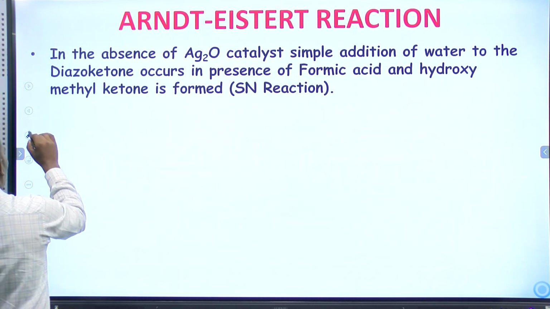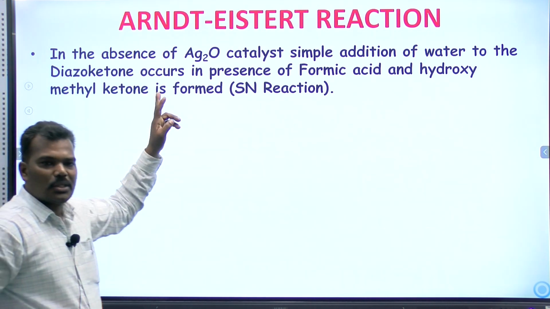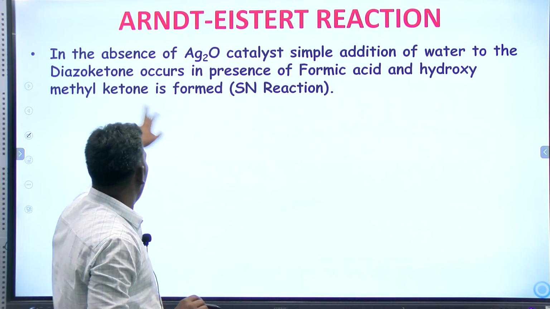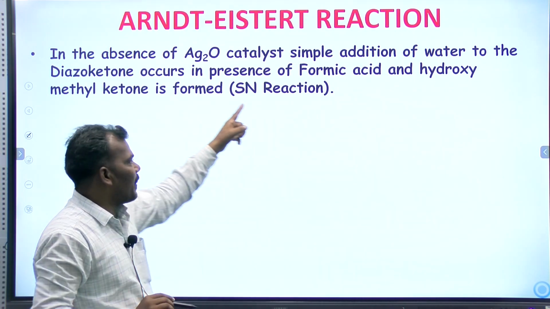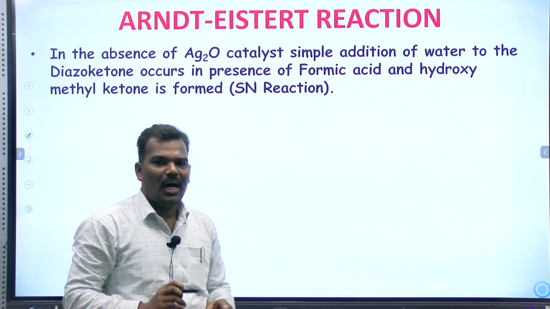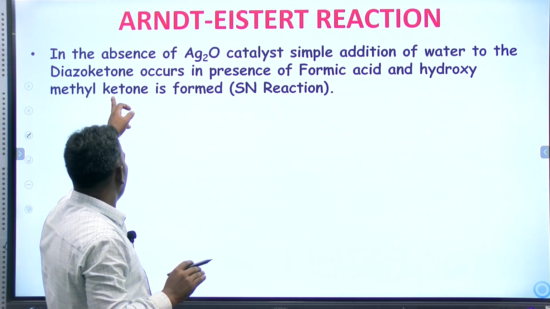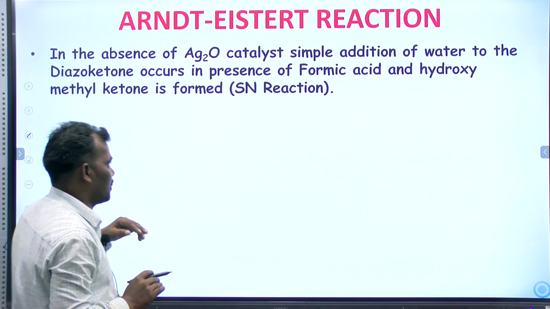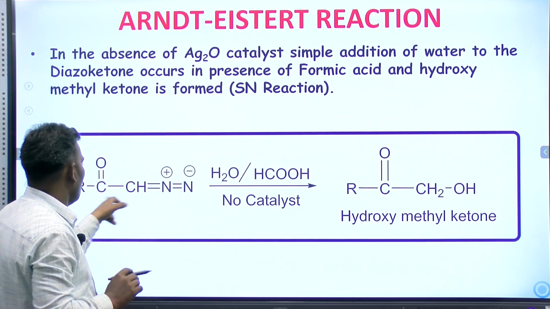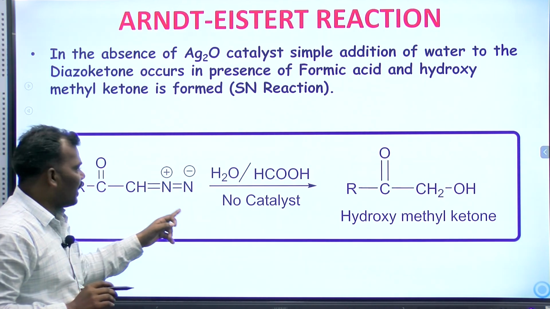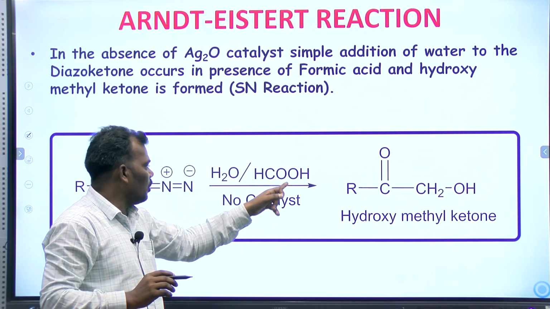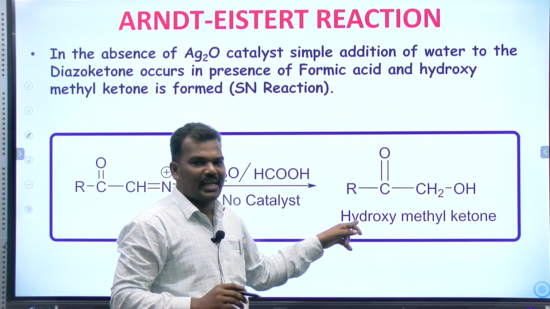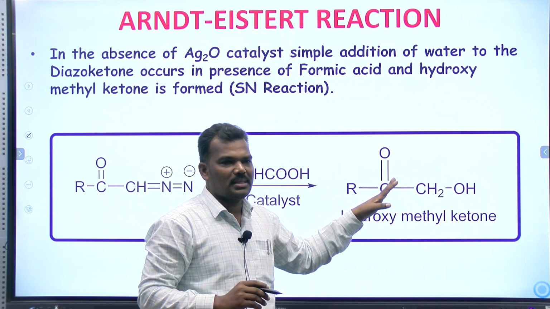In the absence of the silver oxide catalyst, the simple addition of water to the diazoketone occurs in the presence of formic acid, and a hydroxymethyl ketone is formed, which is a nucleophilic substitution reaction. If we see the reaction, this diazoketone reacts with water followed by formic acid without catalyst, which leads to the formation of the hydroxymethyl ketone as the product.